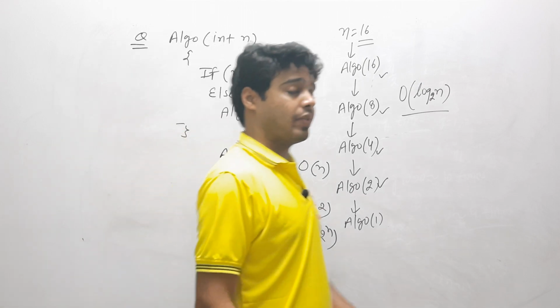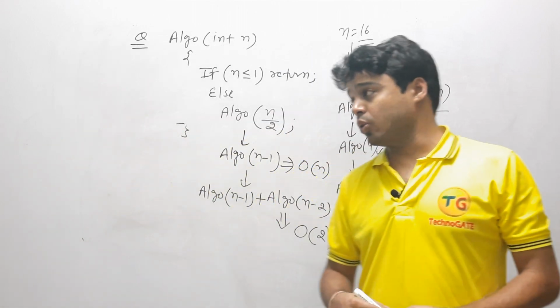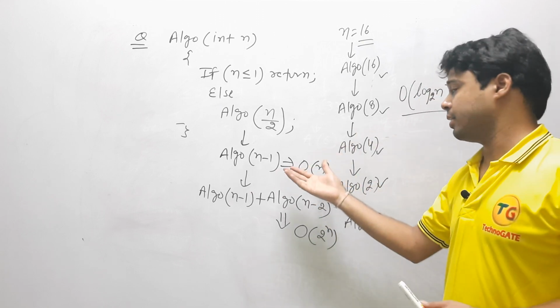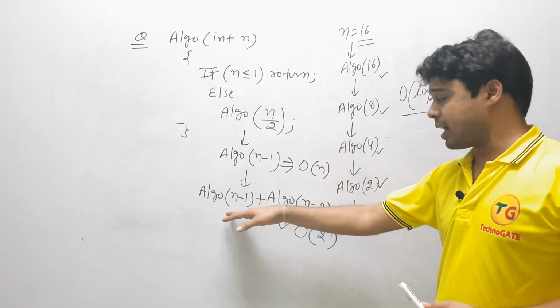So whenever we see division or multiplication in a loop or any function, the time complexity is commonly logarithmic, then linear, and then exponential.